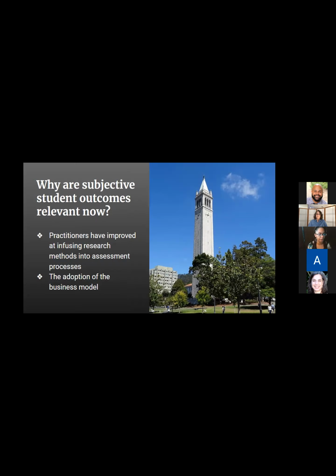So that's great, right? And then second, our improved assessment efforts happen to loosely coincide at the same time with the fact that a lot of campuses are adopting the business model. And these two things together have created some really good opportunities as well as some serious challenges.